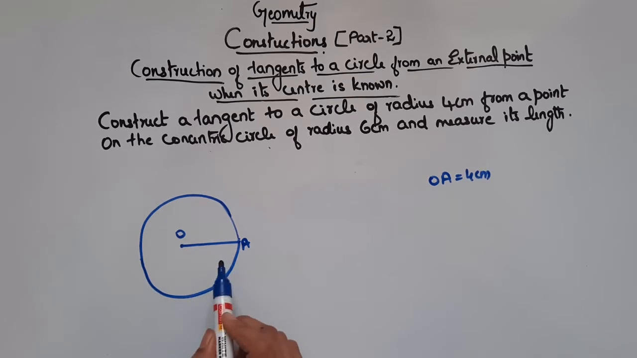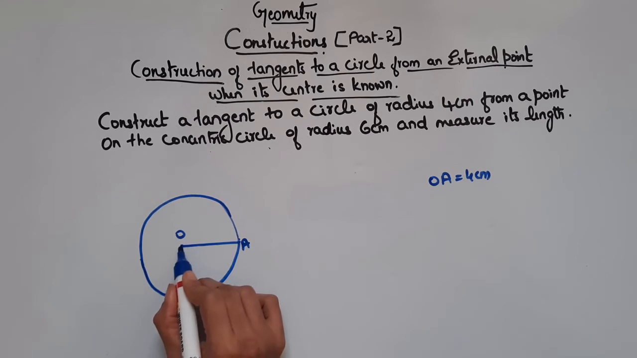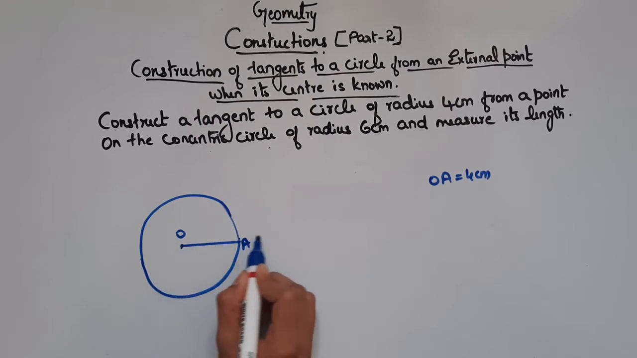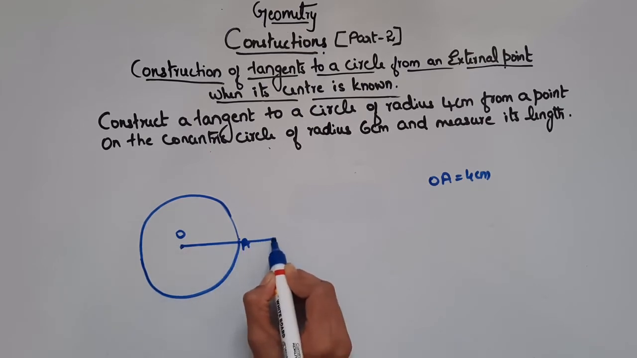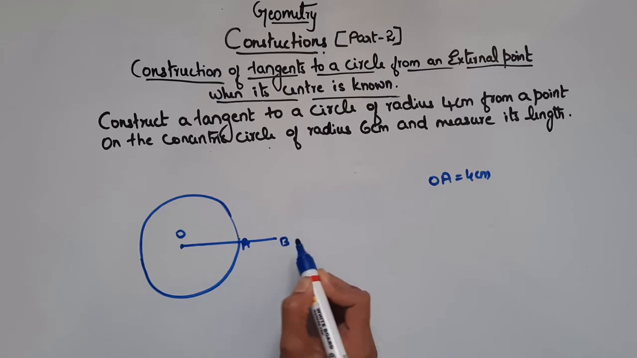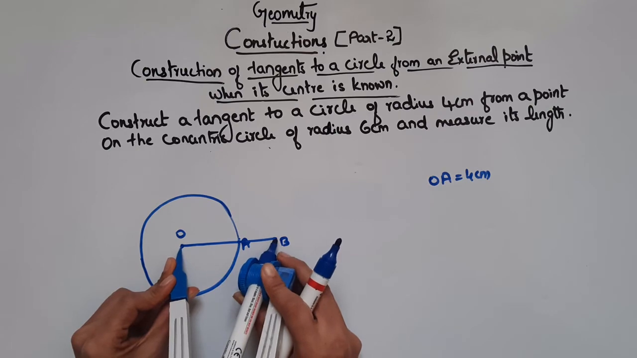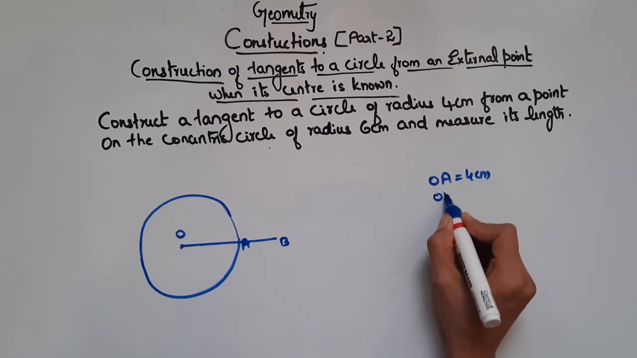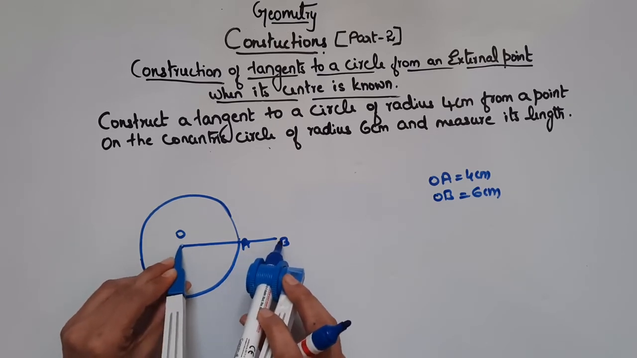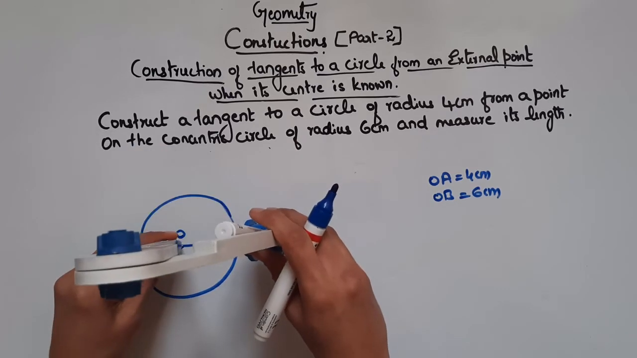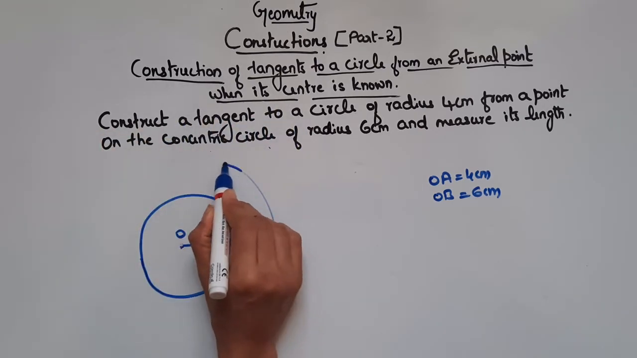Now we want another circle which is a concentric circle of radius 6 cm. So here the center is the same. From O you have to take 6 cm. So from O you will take a 6 cm line. Let's take this point as B. So now taking OB as radius, you will draw another circle. So here OB is 6 cm. So you will draw like this one more circle.